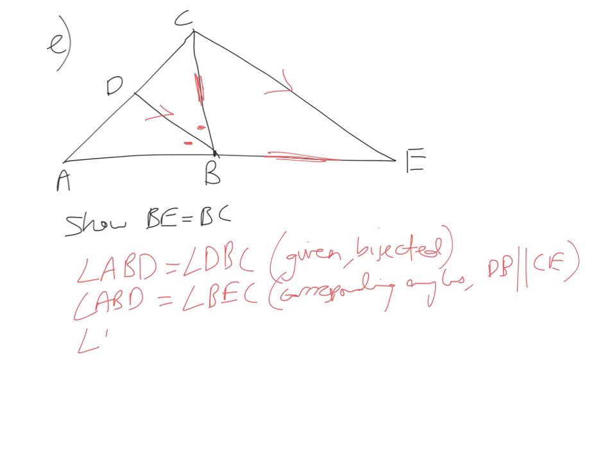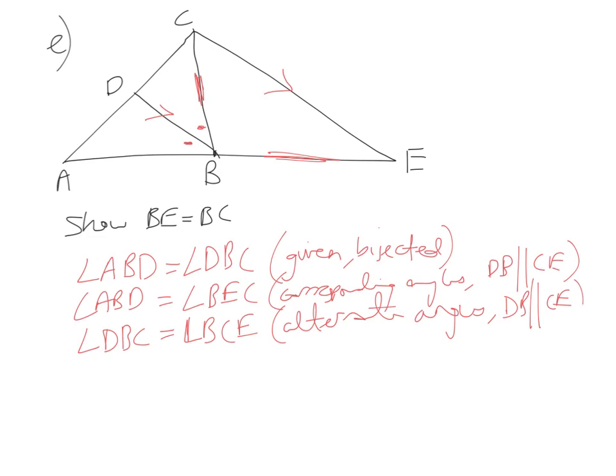Also, DBC is equal to angle BCE because we have alternate angles, because DB is parallel to CE. Let's mark those on. So obviously that is my Z angle there, and this is my F angle.